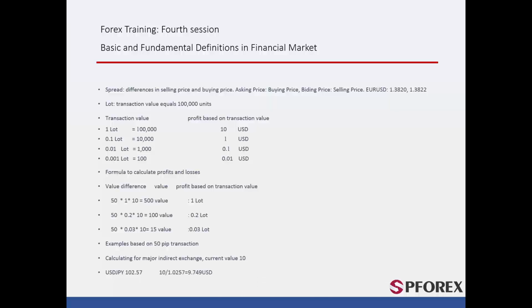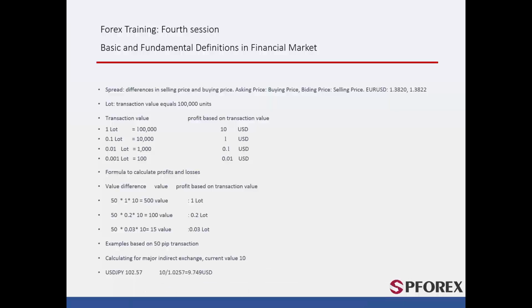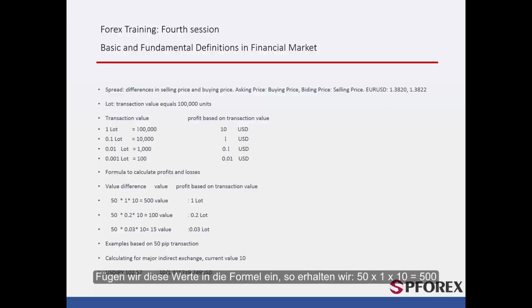Example 1. We are trading 1 lot. Our value difference is 50 and our size of transaction is 1 unit. Therefore, for every 1 lot we will gain or lose $10. If inserting the number into the formula, it looks like this: 50 times 1 times 10 equals 500.